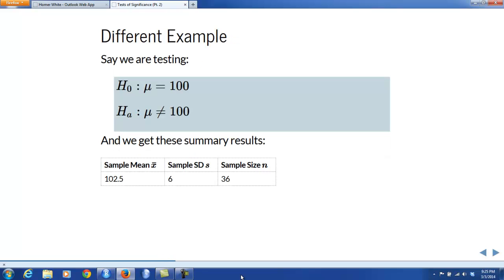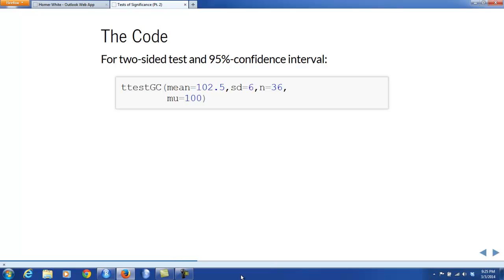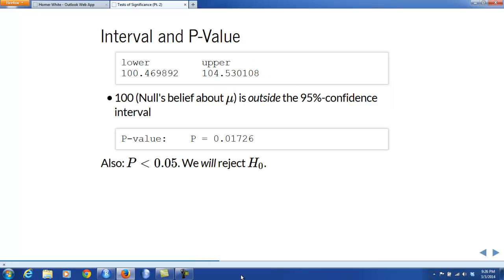Now a slightly different example. Say we're testing the same hypotheses, but the summary results we get are a little different. Let's say the sample mean x bar is 102.5 instead of 101. But we have that same sample standard deviation s off of the same sample size, 36. Again, try the same basic code, except now the sample mean is 102.5. This time the confidence interval that we get extends from about 100.4 to 104.53.